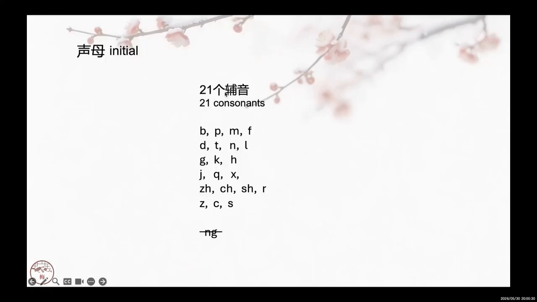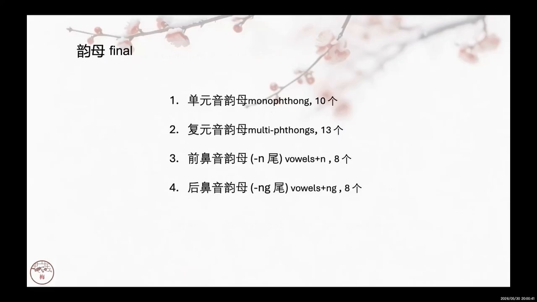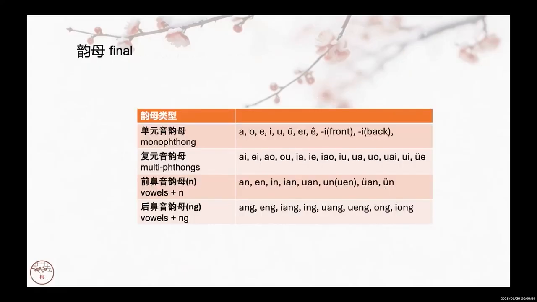Okay, these are the 21 consonants that work as initials, except the last one. And for finals, we have 4 tabs. Yeah, let's look at each tab. The first tab is single vowel. So in total, we have 10 vowels, right?